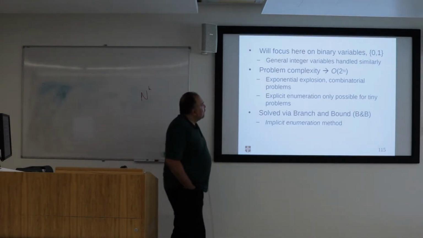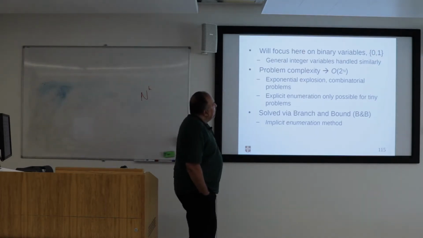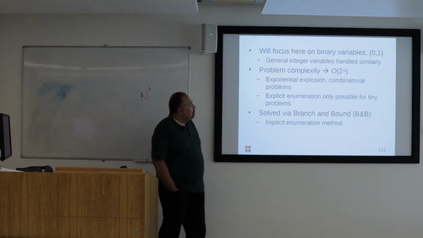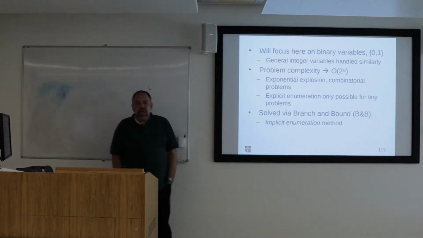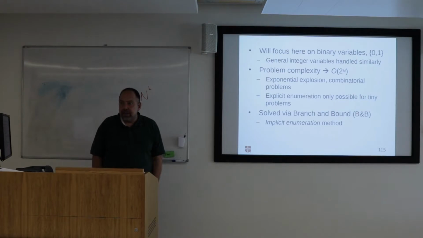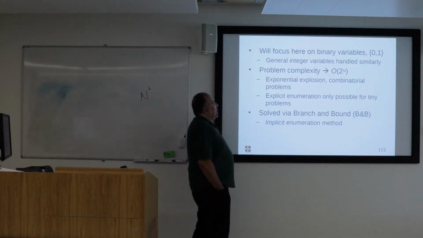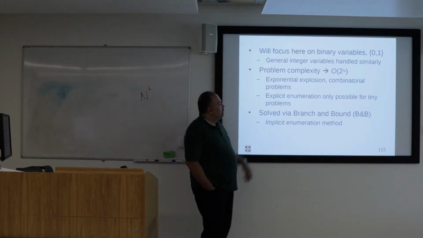I will focus in this presentation here on only binary variables, where integer variables can be handled in a similar fashion. And the problem complexity, if you have n binary variables, it means if you were to do it by complete enumeration, you would need to evaluate 2 to the n possible solutions, which is very large. It's an exponential explosion. If we were dealing with combinatorial problems, explicit enumeration is only possible for tiny, small problems.